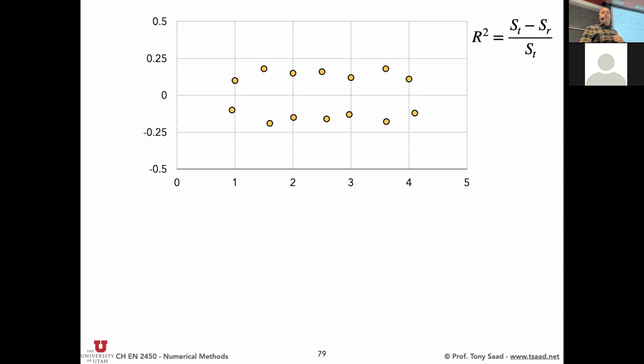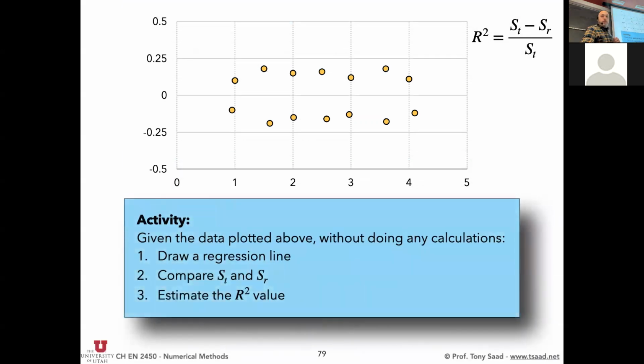Okay, so we'll do a couple of examples here. Take these data, and these data have the following average value. Now, just looking at those data without doing any calculation, go ahead and in your mind draw a regression line and tell me if SR is equal to ST or much smaller than ST, and then estimate the R-squared value, whether it's close to 0 or close to 1. Okay, no need to do any calculations.